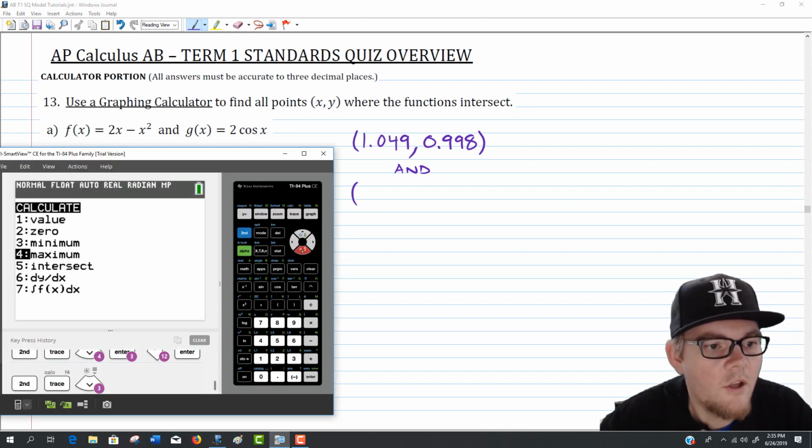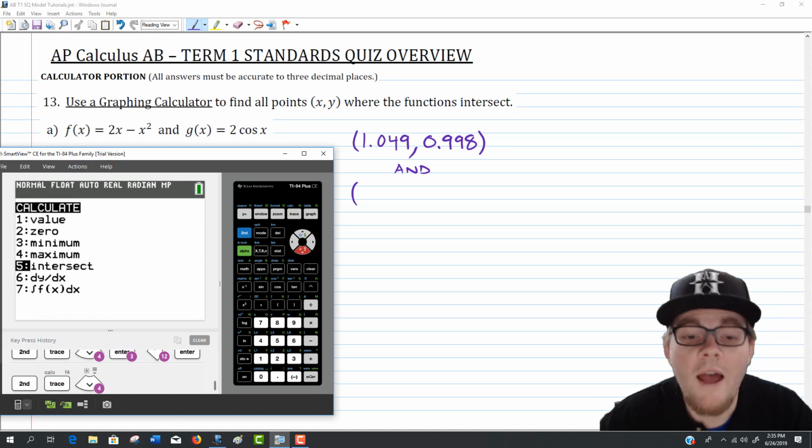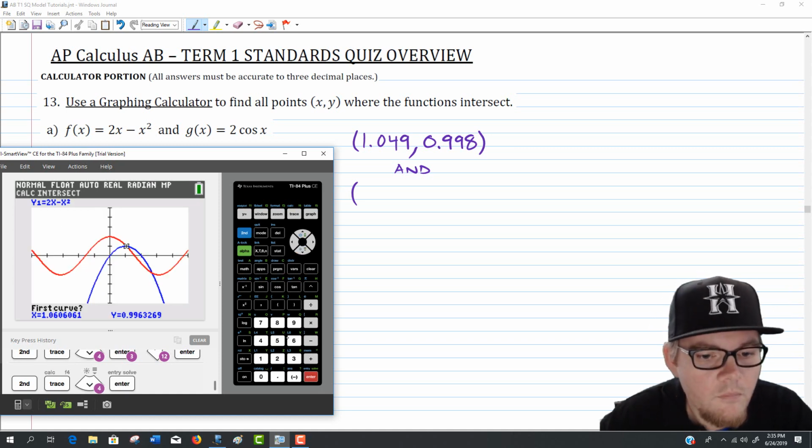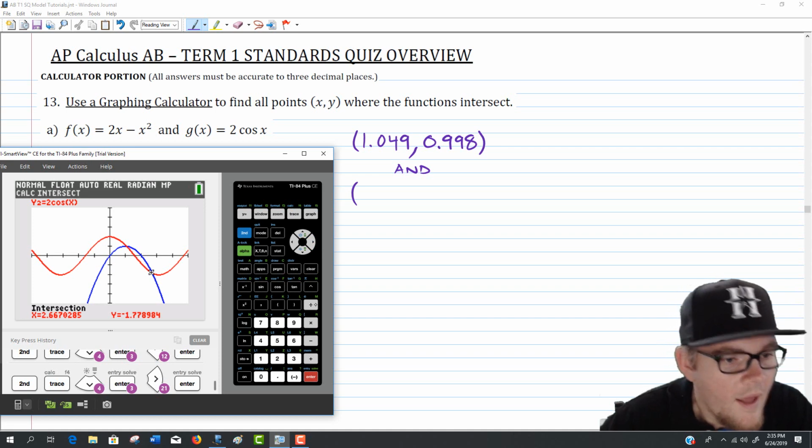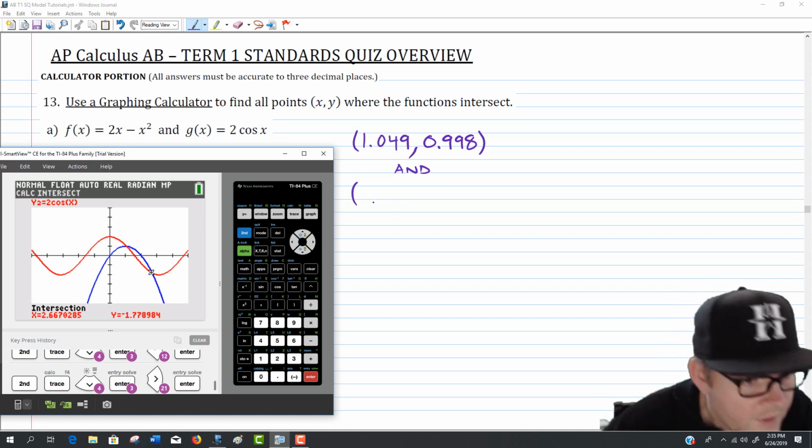Second trace, go down to intersection, or select 5. 5 would also get you down there. I'm going to again do enter, enter, but this time I want that point to be a little closer. I could also type in a coordinate most of the time. And it tells me our second point is going to be 2.667.